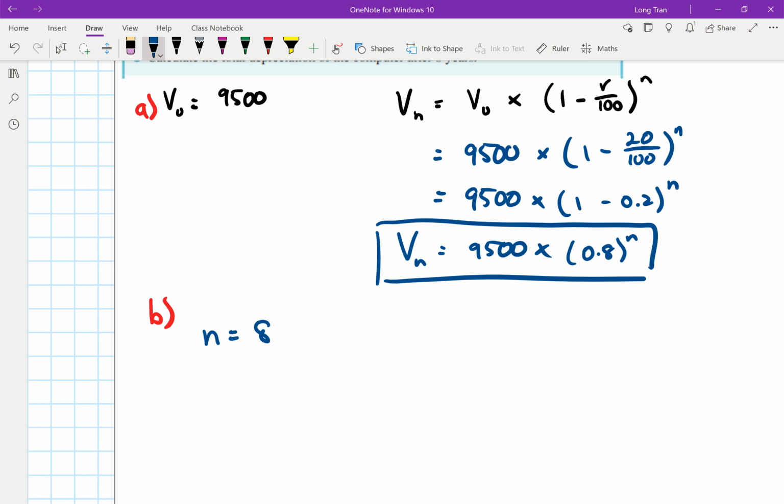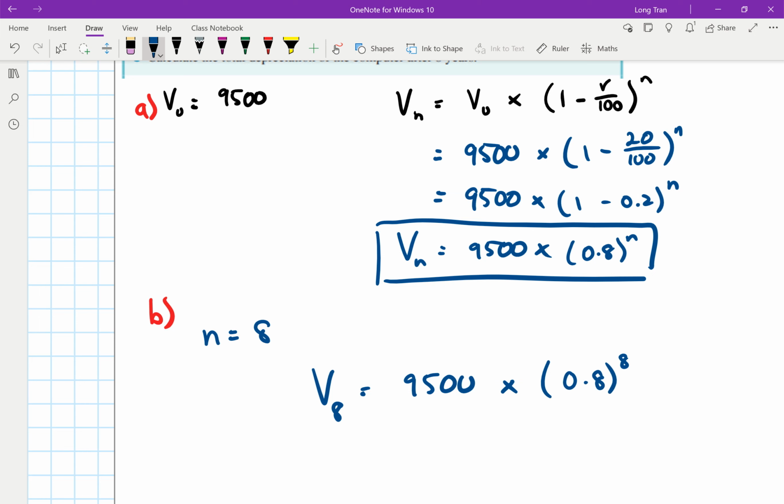So here, what's my value? V of 8 must equal to your initial value. You start off with 9,500 for the system. How much does it depreciate after 8 years? Well, 0.8 to the power of 8 is what I'm doing. That's the quick way of doing it.